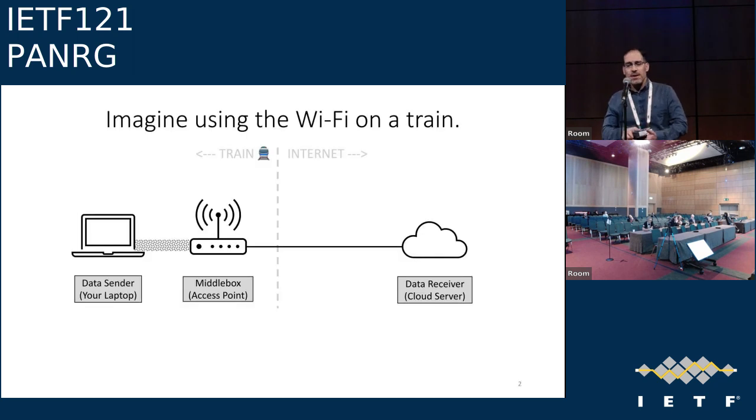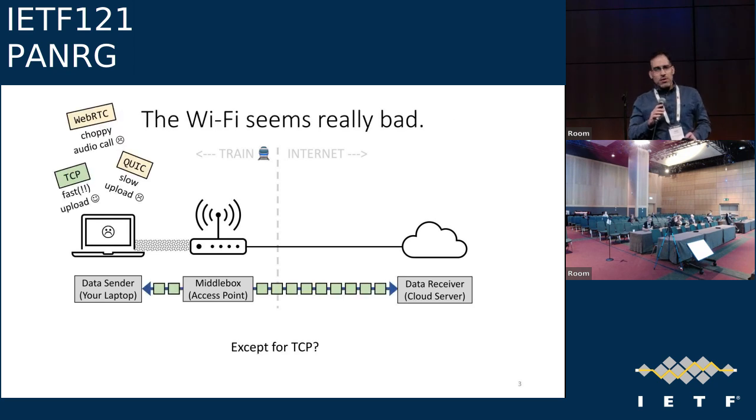So the setting here, at least one setting, is, imagine you're on a train, you're on the left, and you're sending data to some data receiver over some flaky Wi-Fi hop to some sort of access point, and from there on to maybe a larger latency, reliable, wide area path. You might observe, for some reason, a TCP connection has very high throughput, but a WebRTC connection doesn't work very well, and even QUIC doesn't work very well.